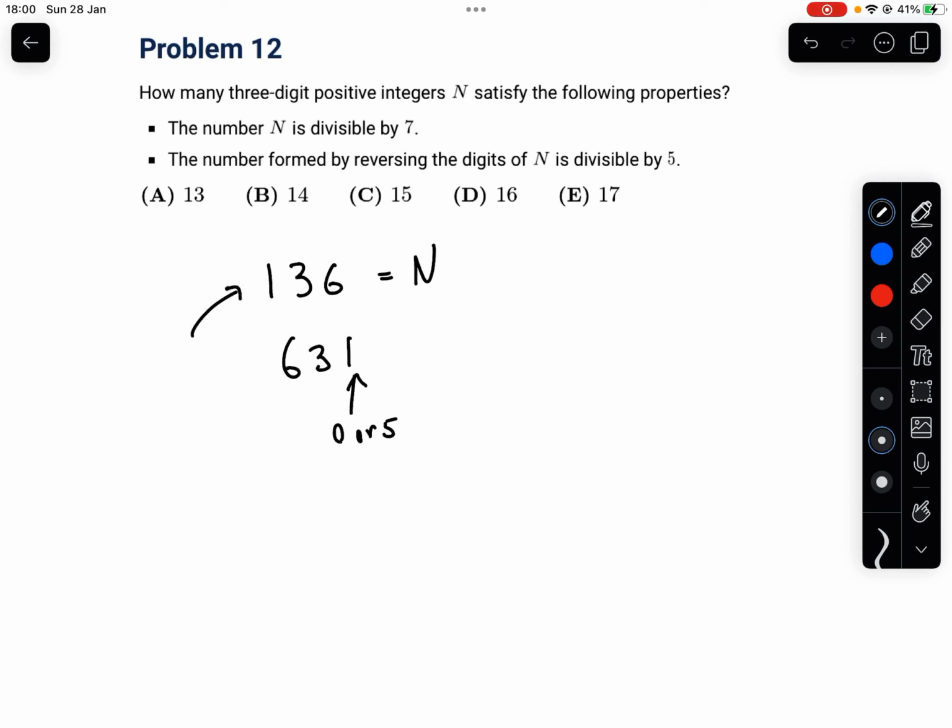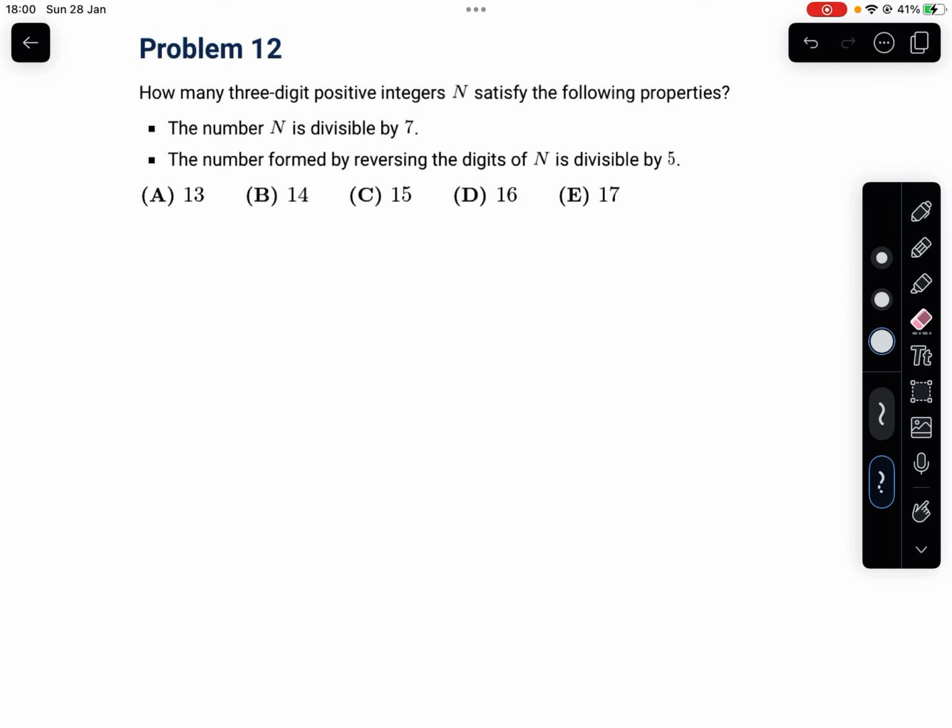So that means our n number, the first digit, or the hundreds digit, has to be 0 or 5. And it has to be 5 because if it's 0, then it turns into a 2-digit number. Now we know our n number has to start with a 5, and then two other digits. And we're told the number n is divisible by 7, so this number here has to be divisible by 7.